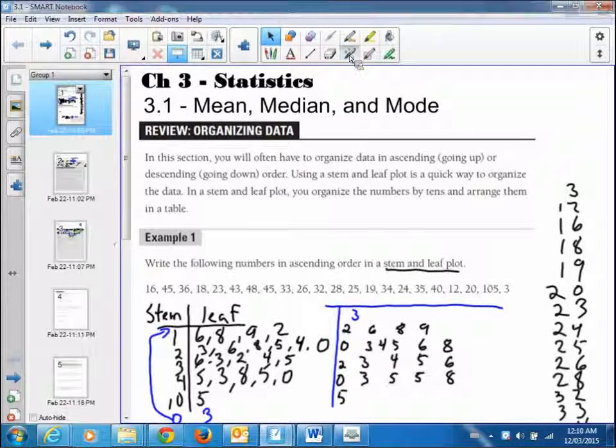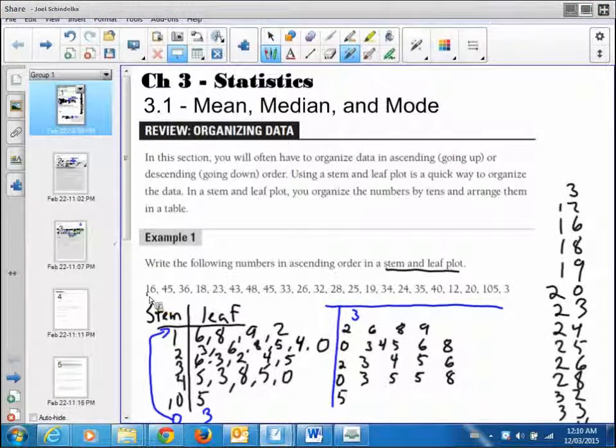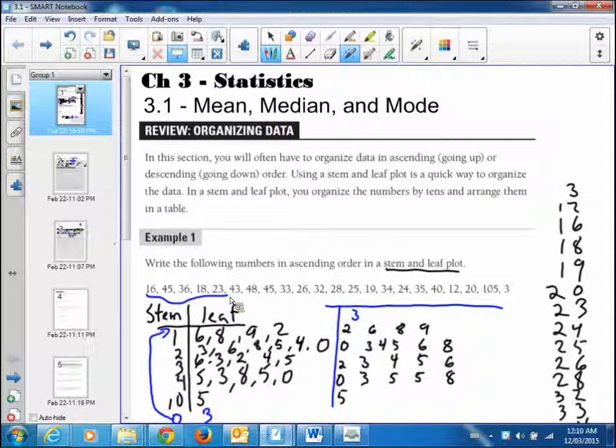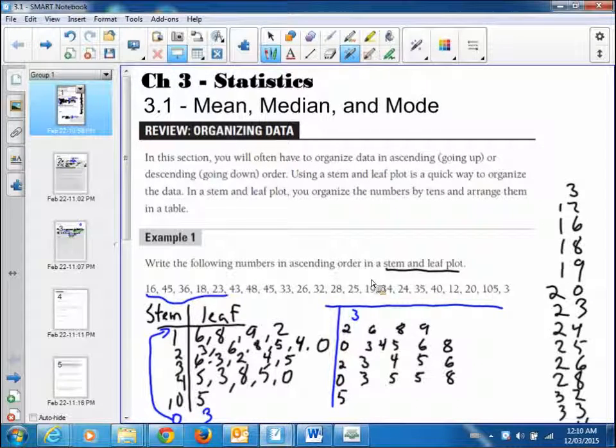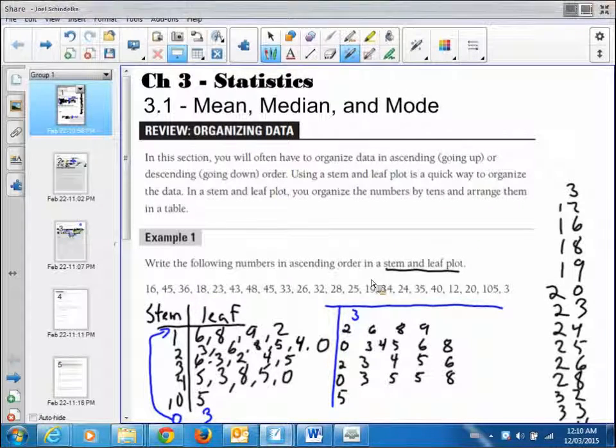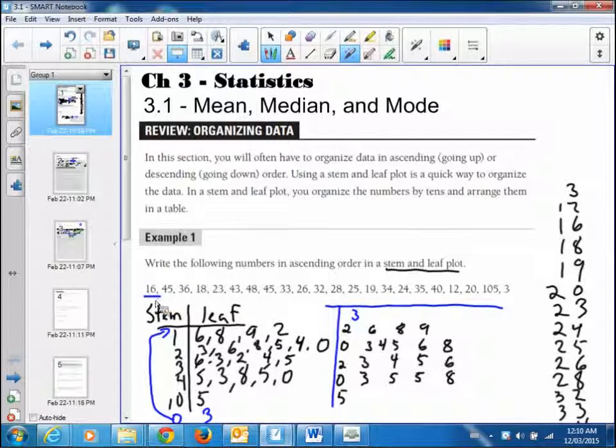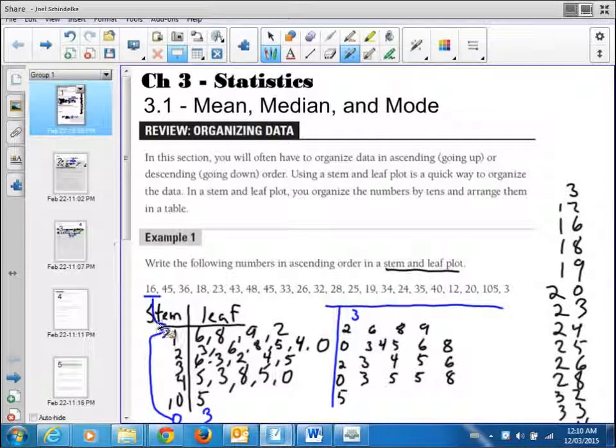If you have a long list of numbers like over here, 16, 45, 36, 18, and so on, they're out of order and you need to get them in order. One way is to use a stem and leaf plot. Now the stem is the front number, like on the 16 here. The 1 would be the front number. So you're going to make the stem 1 right there. And then the leaf is the 6 from 16 right there.